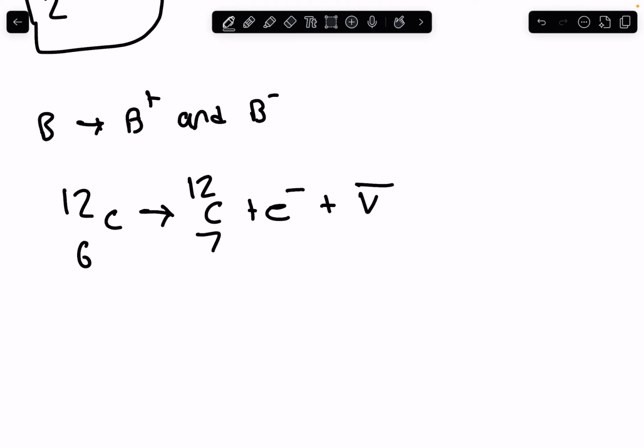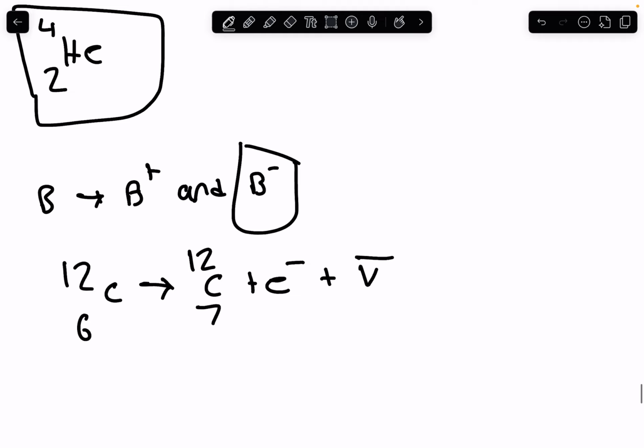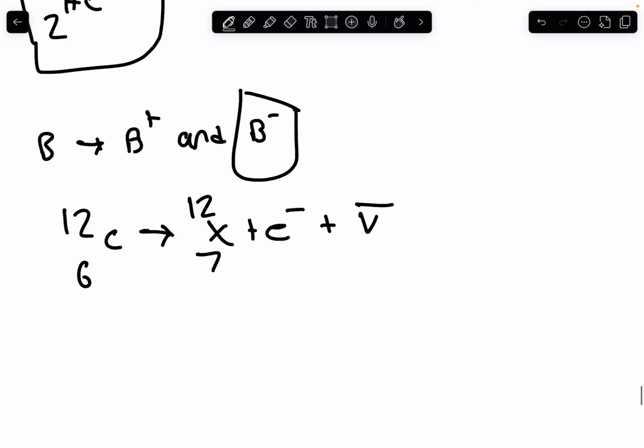This is getting confusing, I know. But what happened? We're talking about beta minus, the one that you see more. A carbon becomes another carbon atom. It becomes another carbon isotope. Sorry, what I said is completely incorrect. It becomes another element, because the number of protons is different, and that means they're different elements.